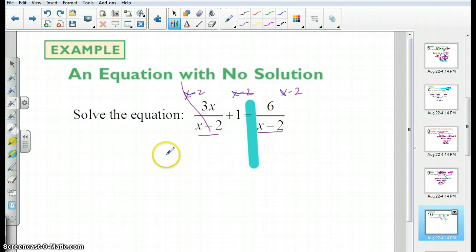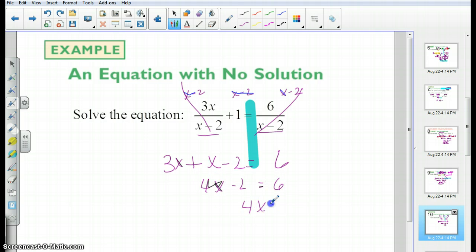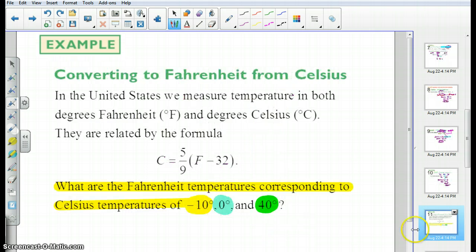Over here, everything cancels except for the 3x. This side, I'm going to distribute the 1, leaving me with x minus 2. And the only thing left over here is 6, for a total of 4x minus 2, or 4x equals 8, or x equals 2. Still getting used to my new mouse wand.